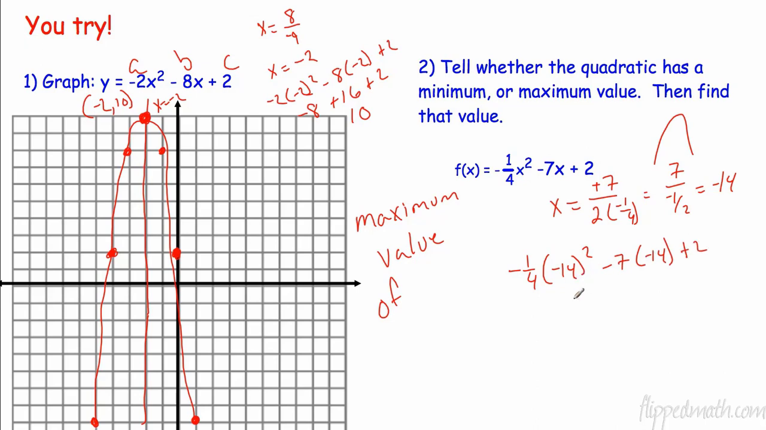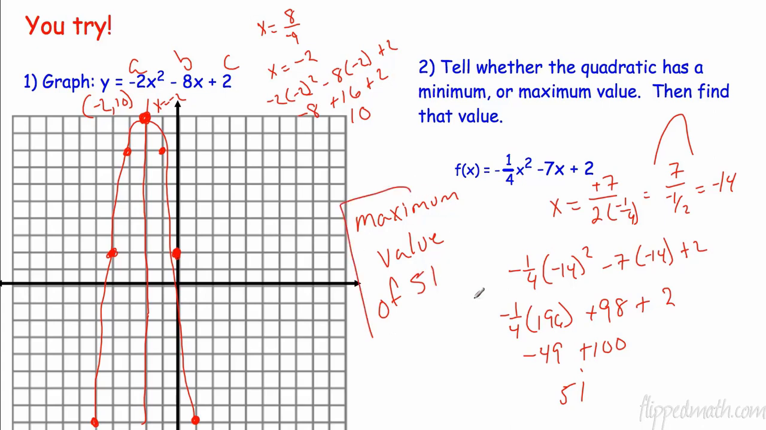Negative 14 squared is 196. 7 times 14 is 98. 1/4 of 196 is 49, and it's a negative. So 51. So we have a maximum value of 51.